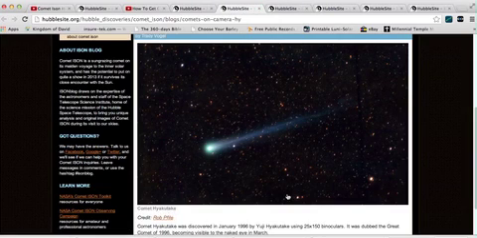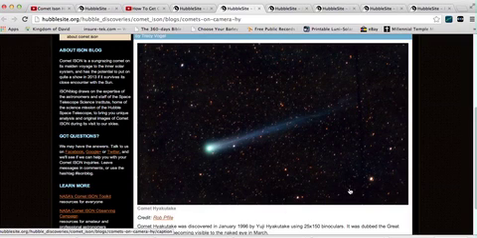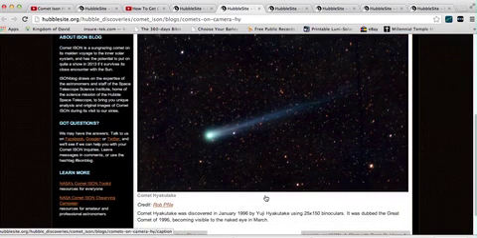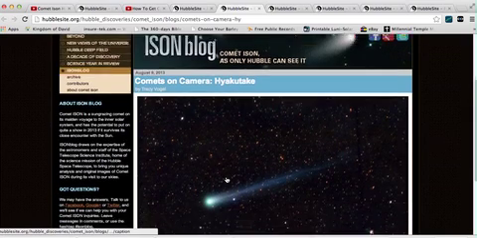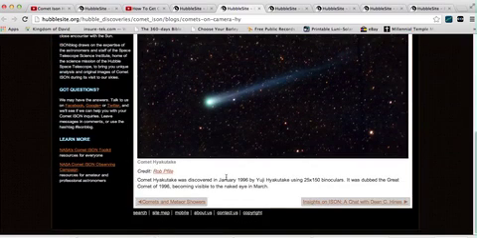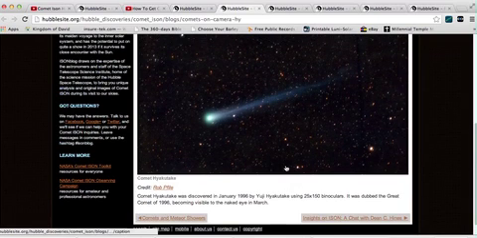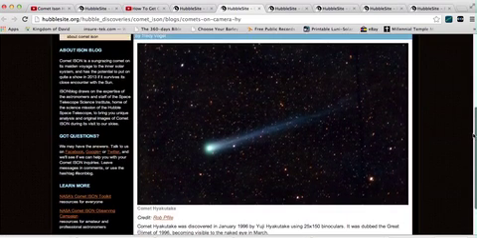I'm not pronouncing this correctly, but this was taken with binoculars, okay? And this is also on the Hubble telescope site, and this wasn't taken with the Hubble telescope. This was taken with 25 by 150 binoculars, dubbed the Great Comet of 1996, becoming visible to the naked eye in March. Now, if you look at this image, this is far better than the Hubble telescope image.